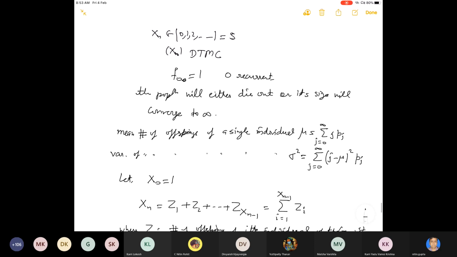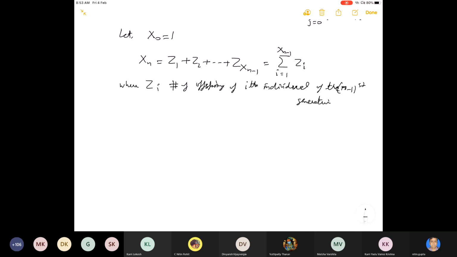Okay, any questions? Next time we will continue from here. We will find out the expected value of Xn, the variance of Xn, all these kinds of values.